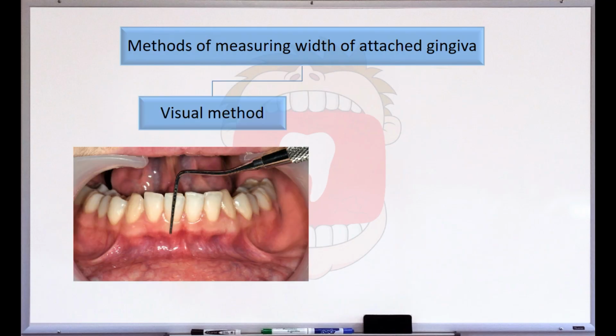In visual method, the mucogingival junction is demarcated from the color difference and surface texture of attached gingiva and alveolar mucosa. Alveolar mucosa is dark red and smooth with no stippling. The mucogingival junction is seen as a scalloped line.